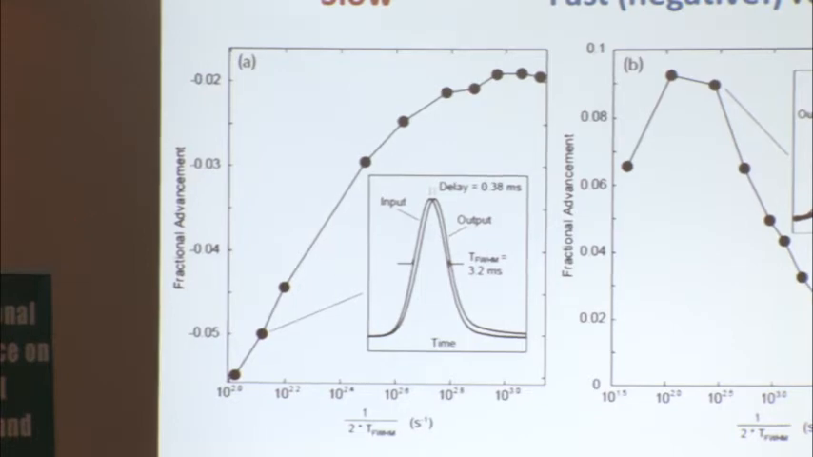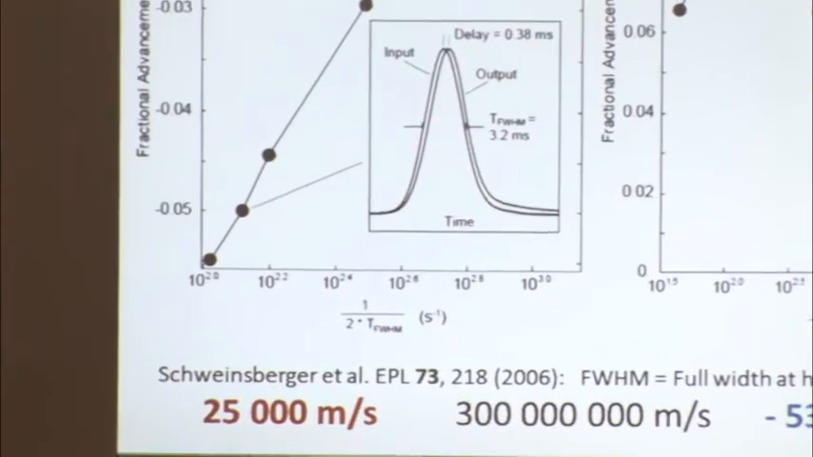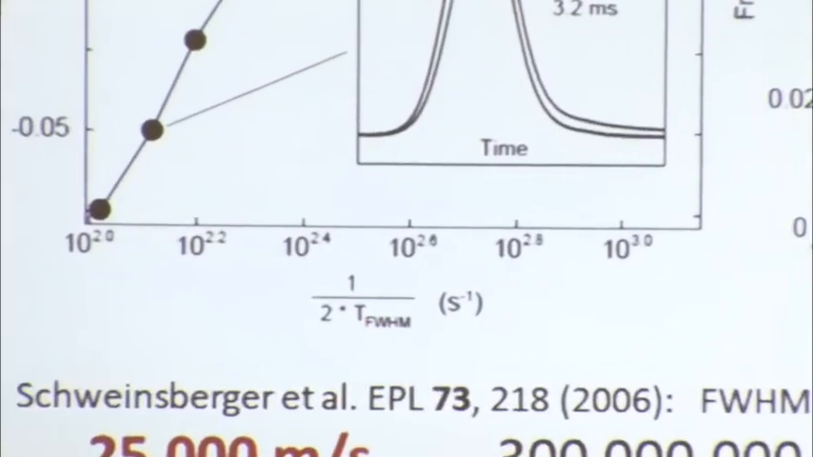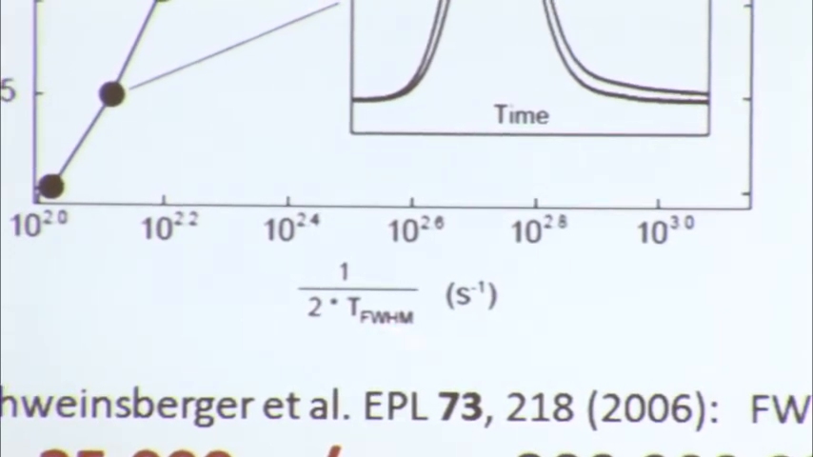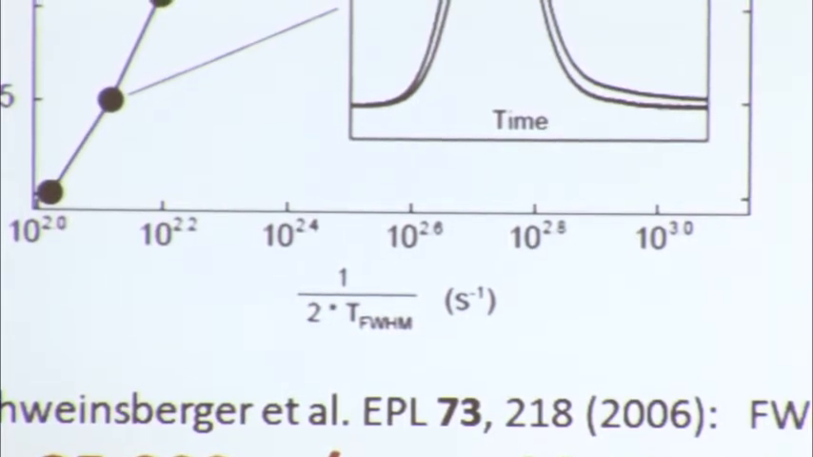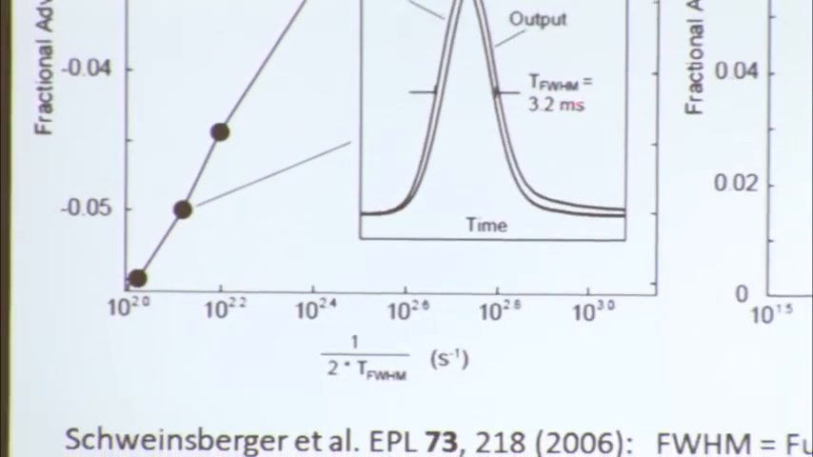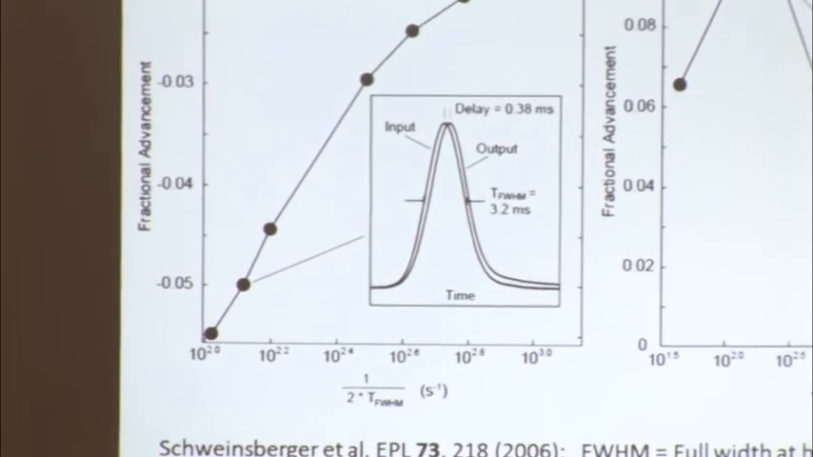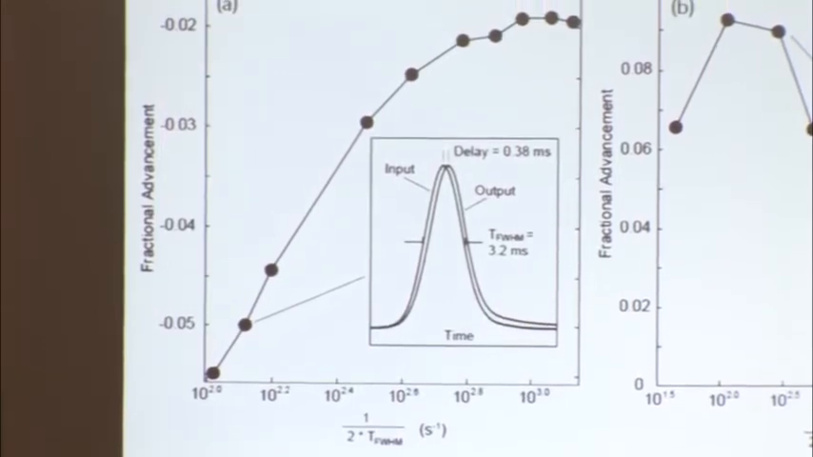The fractional advancement is negative, and this is the reciprocal of the full width at half maximum. This is what the engineers call FWHM, the half width here. You see, this is the definition. And they have given here the relation between them.